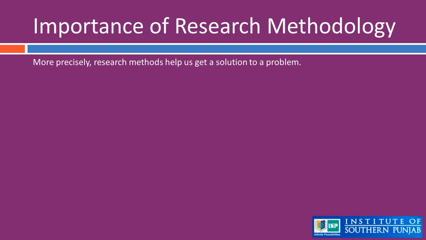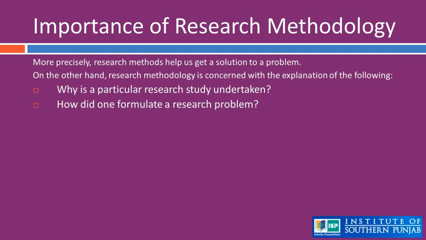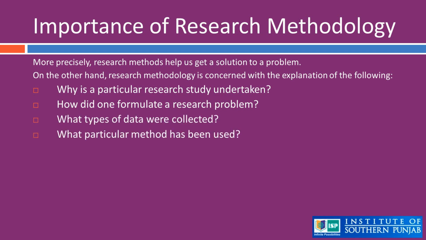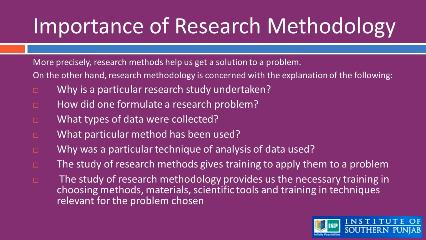Moreover, research methods help us to get a solution to a problem. On the other hand, research methodology is concerned with the explanation of the following. Why is a particular research study undertaken? How did one formulate a research problem? What types of data were collected? What particular method has been used? Why was a particular technique of analysis of data used? The study of research methods gives training to apply them to a problem. The study of research methodology provides us a necessary training in choosing methods, materials, scientific tools, and training in techniques relevant for the problem chosen.